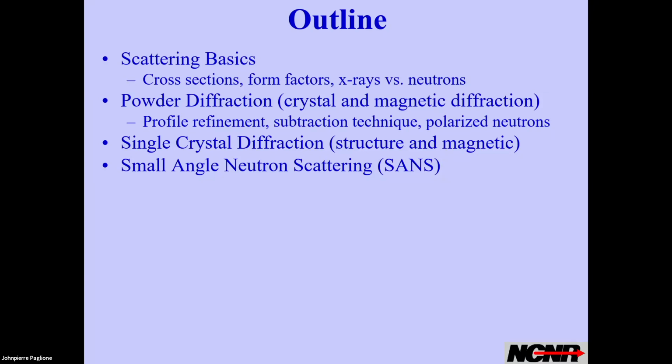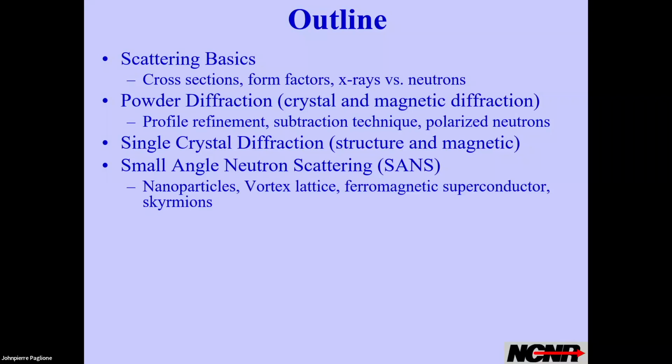Scattering, when you think about scattering, if you look at a nucleus, compared to 1 angstrom wavelength of a neutron or X-ray, the nucleus looks like a point particle. And you describe that mathematically as a delta function. Fourier transform a delta function and it's a constant. So things that are big in real space, you Fourier transform it, will scatter at small angles. So we have special instruments to do small angle scattering. To look, for example, at nanoparticles, vortex lattice, ferromagnetic superconductor skyrmions, things like that.